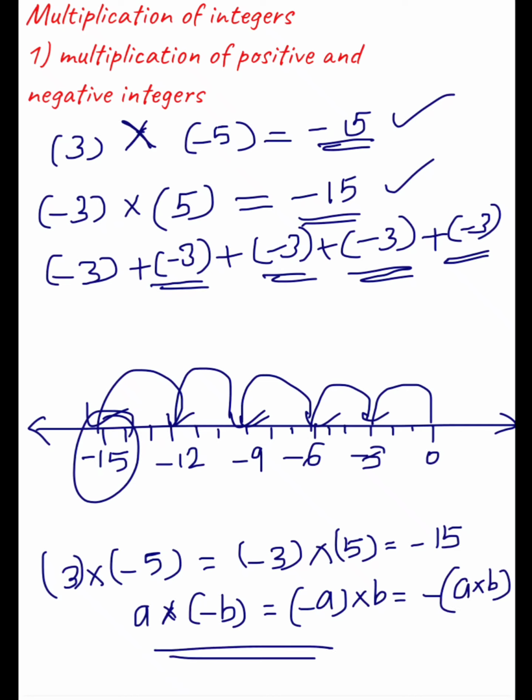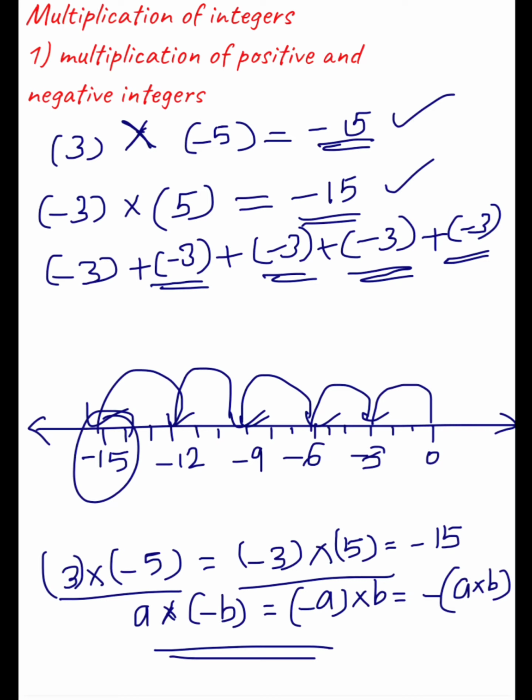Okay. In both these cases you have to do like this, that is you have to multiply them as whole numbers and you need to put the negative sign. So as a conclusion we can say that whenever you multiply a positive integer with a negative integer or a negative integer with a positive integer, in both the cases you need to multiply them as whole numbers and put the negative sign, and in both the cases you will get the answer as a negative integer. Okay. Or in general you can say a into minus b equal to minus a into b equal to minus of a into b. Okay.